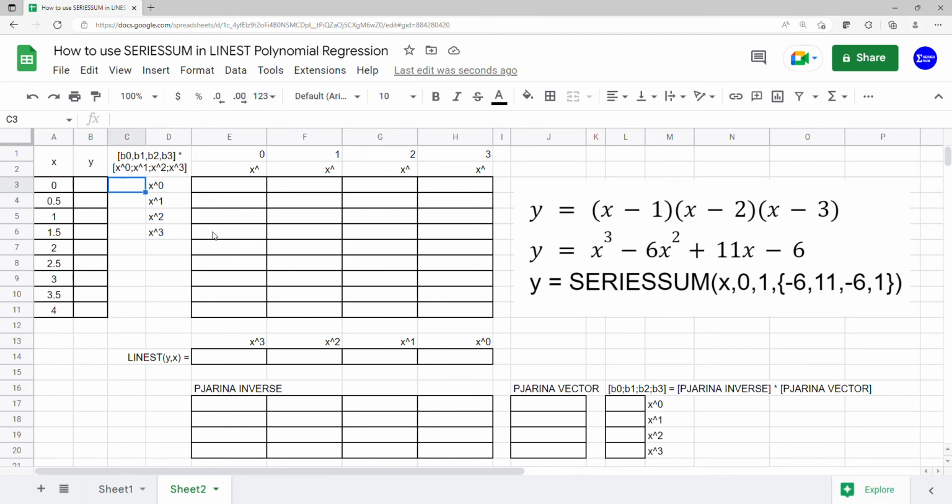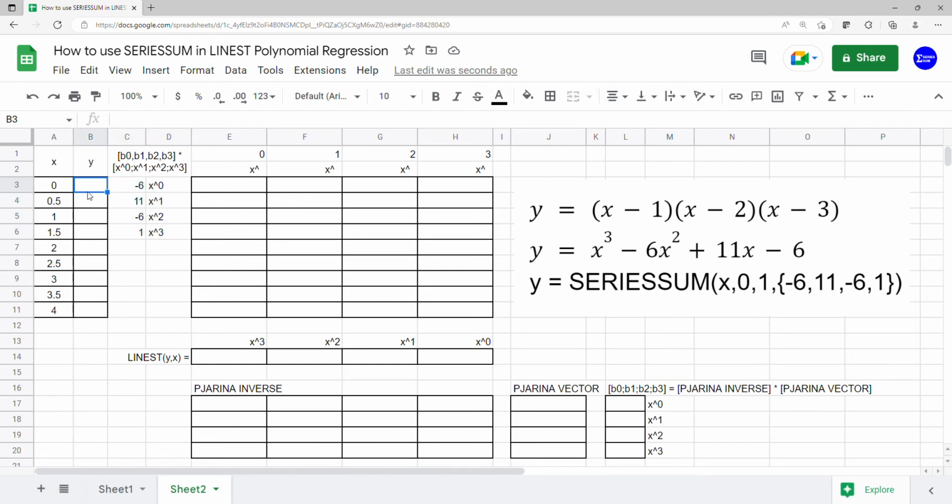So x to the 0 is minus 6. Coefficient of x, 11. Coefficient of x squared, minus 6. Coefficient of x cubed, 1. So these values have to match this polynomial.